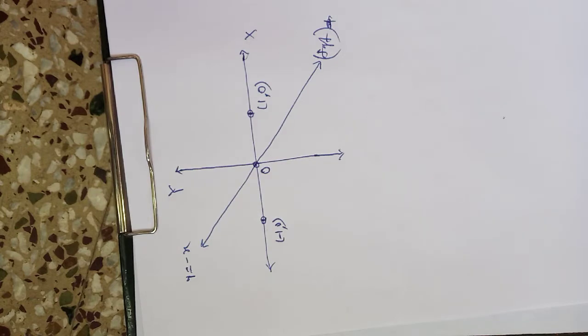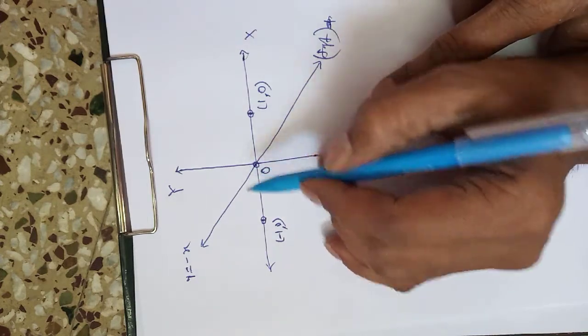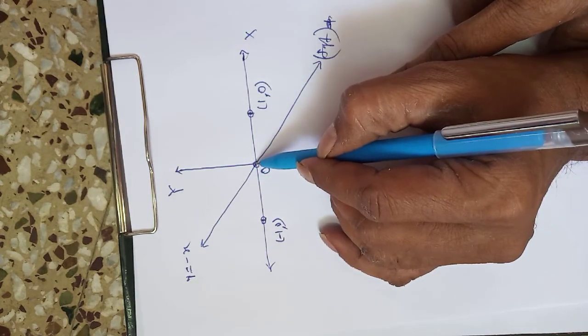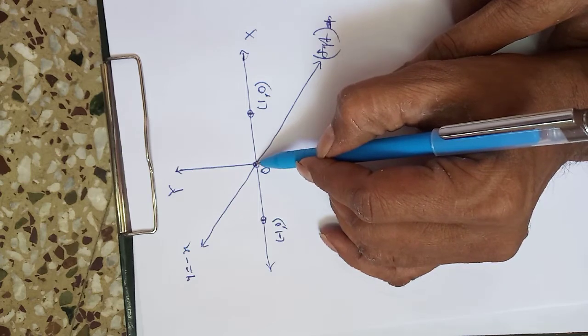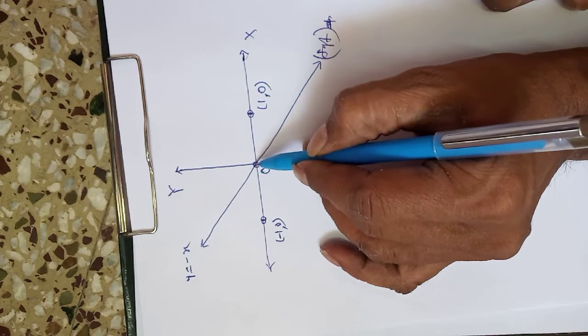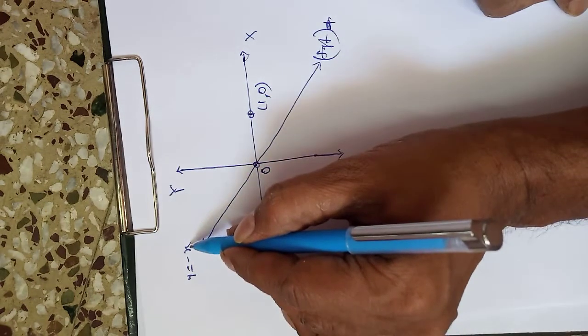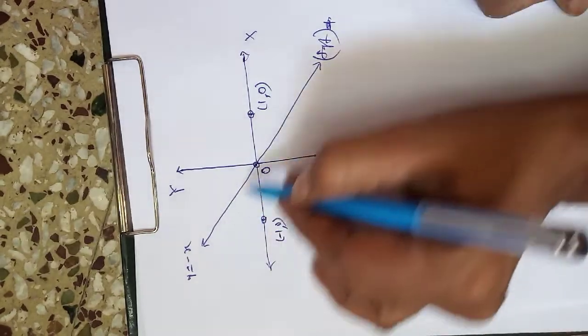Now we'll see the nature of the curve here. Okay. See, this is now important. Here, see, the curve is passing through origin. What's the tangent at origin? So this tangent will decide the nature at origin. Okay. So y equals minus x is the tangent at origin.